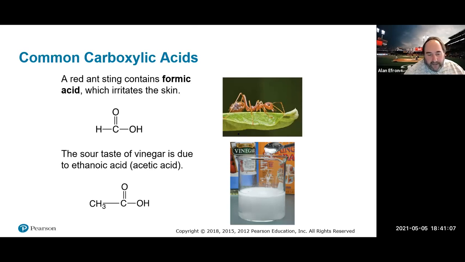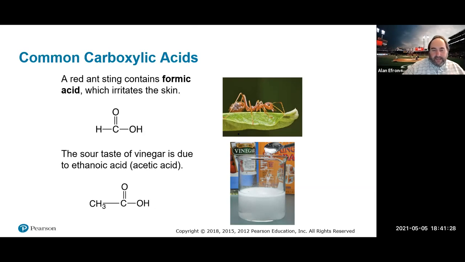Again, formic acid, which is really methanoic acid. As you can see there from a red ant sting, that does not seem good. Irritates your skin. Sour taste of vinegar, again, is that ethanoic acid. And it really is sort of the major contributor in vinegar as to what's there.